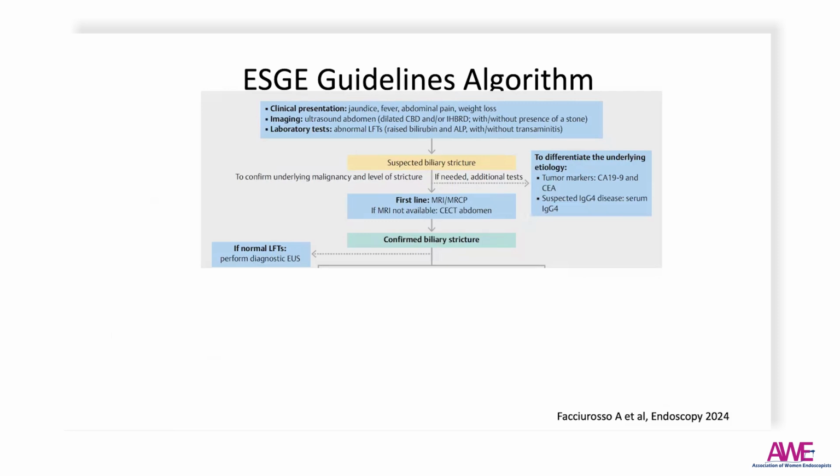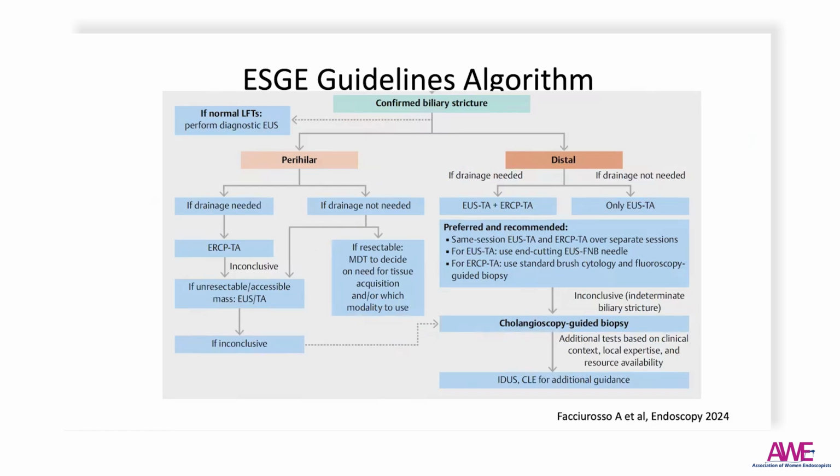So again, coming back to where we are now with guidelines, you'll see in all guidelines, but I choose the ESGE guidelines because they tend to be the most comprehensive and clear cut. If you do have a suspected biliary stricture and etiology is not available by imaging, there's normal LFTs, you can perform EUS if it's a distal lesion, and regardless of whether or not drainage is needed, recommended sampling is with EUS and biopsy. But in addition to that, an ERCP is recommended if drainage is needed. You can also perform cholangioscopy on that same index procedure to achieve cholangioscopy guided biopsies.